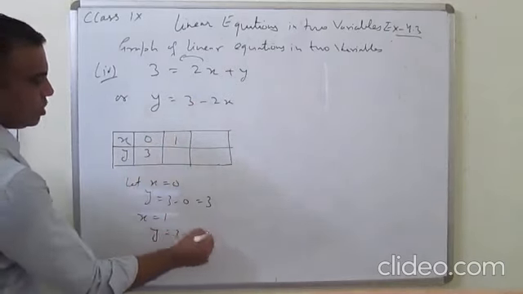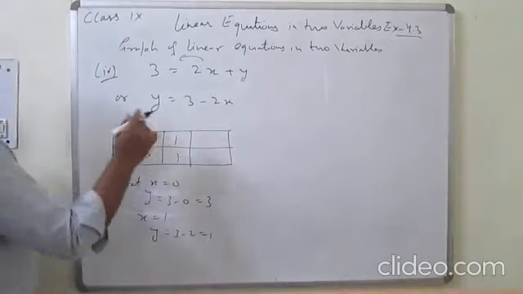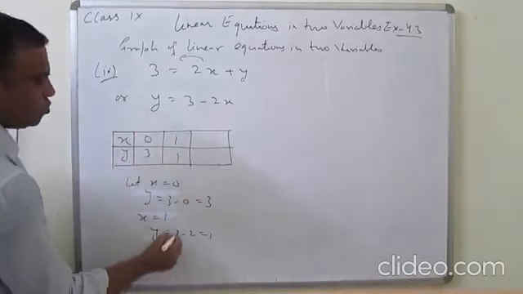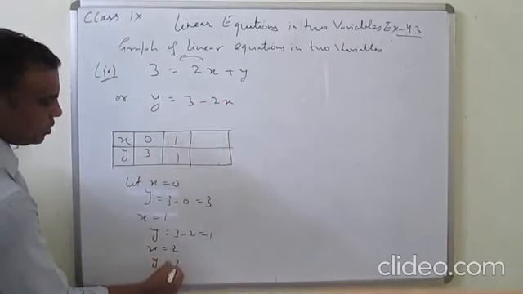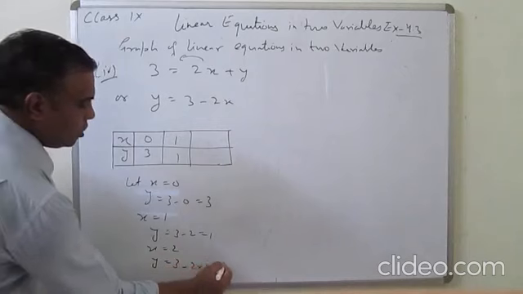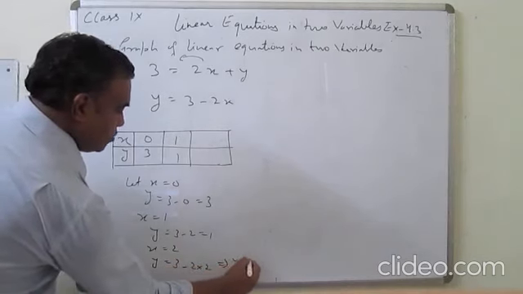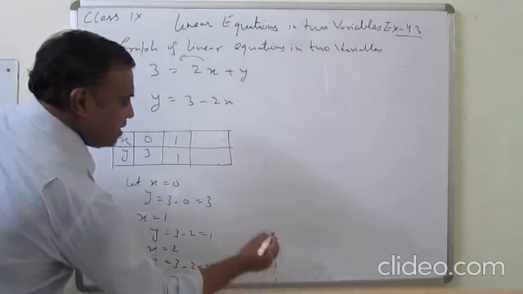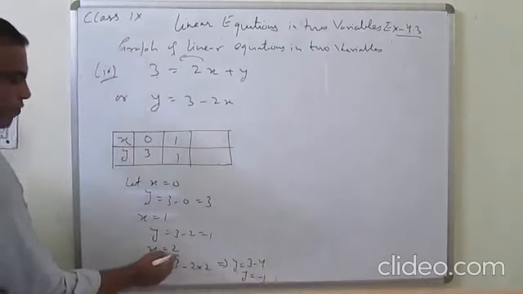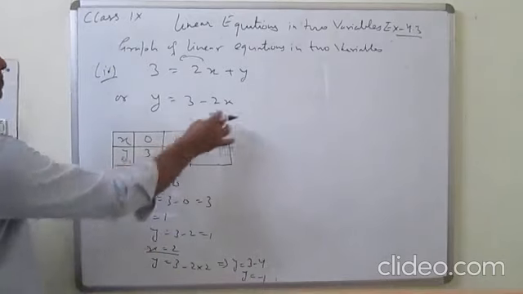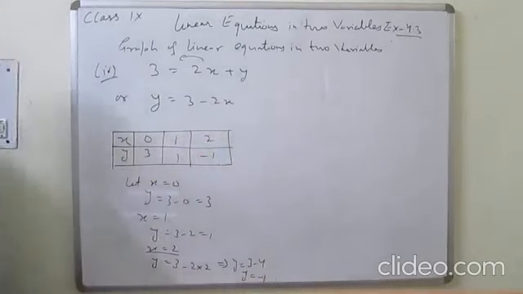3 minus 2 is equal to 1. If you take x is equal to 2, x 2 लीजिए तो कितना आएगा? y is equal to 3 minus 2 into 2. This implies y is equal to 3 minus 4 is equal to minus 1. कितना आ गया? y is equal to minus 1. If you take x is equal to 2, then y is equal to minus 1.